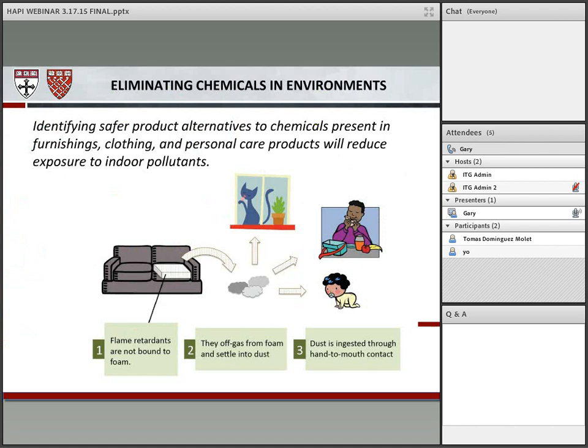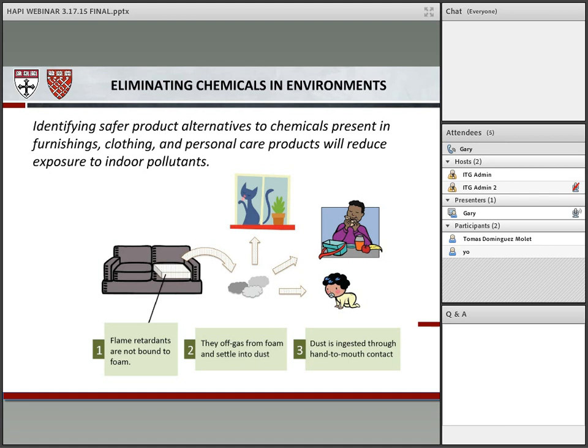There is a lot of emphasis now on eliminating these chemical exposures indoors. In many cases, we're talking about compounds that aren't chemically bound to materials. So flame retardants in couches can off-gas, end up in household dust, and be part of daily exposure. So it's a big challenge to really identify all these compounds.